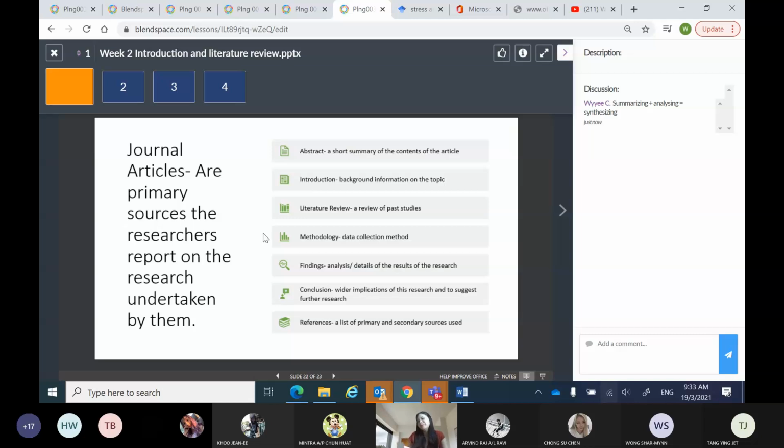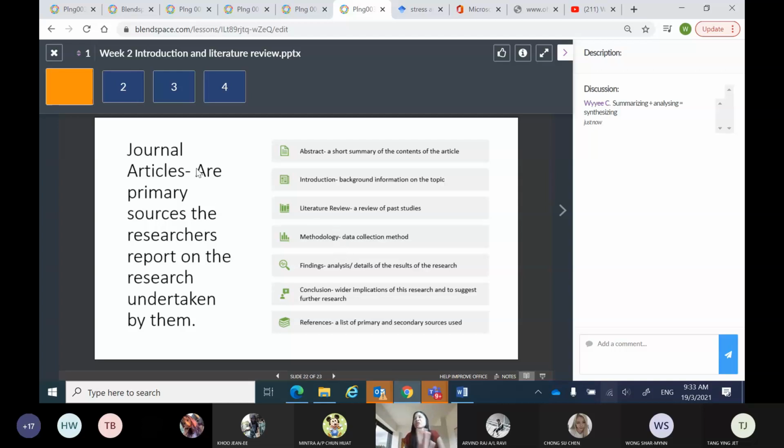Okay, so as always, the research paper will follow this format. There will be an abstract, which is a short summary of the contents of the article; the introduction, which contains background information on the topic; the literature review, a review of past studies; methodology, the data collection method; findings, analysis, and details of the results of the research; conclusion, the wider implications of this research and suggestions for further research; and then references, a list of primary and secondary resources used. The research paper will follow this exact format.